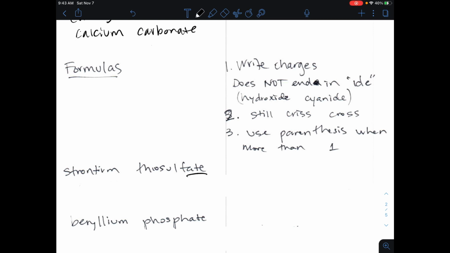There's a couple of exceptions, of course. This whole unit is exceptions, but hydroxide and cyanide, they both end in IDE, and they are on the polyatomic ion list. And you're still going to crisscross, and then when you have more than one thing, you use parentheses, kind of like math. Again, this is the kind of thing that maybe you want to just try a few. It will really be helpful to you.